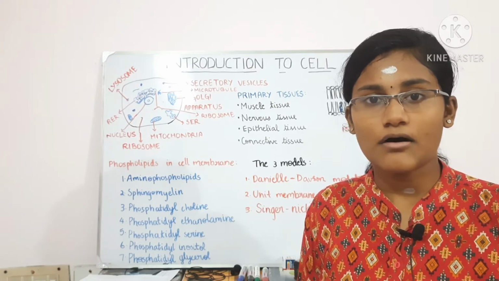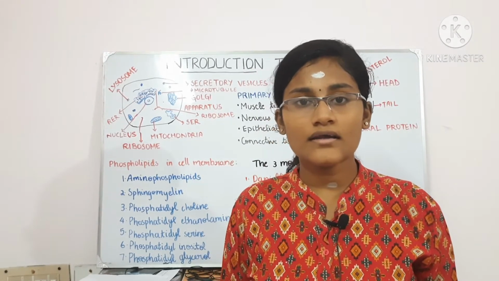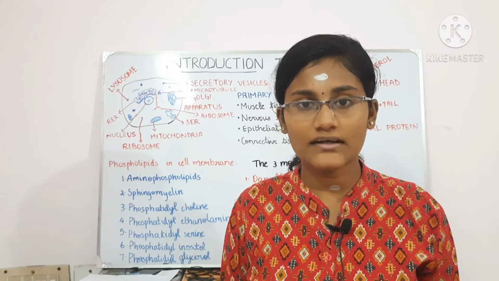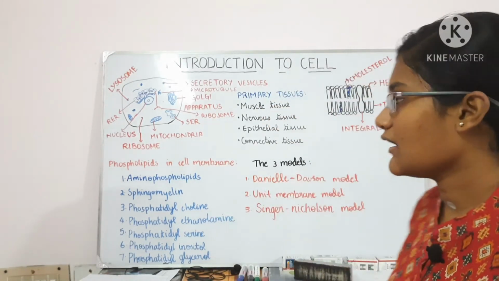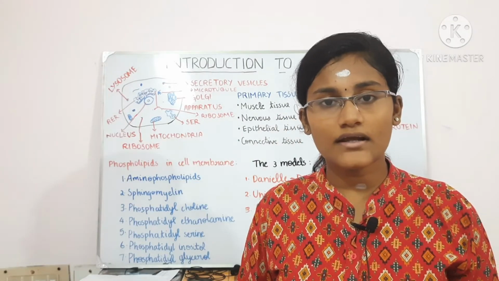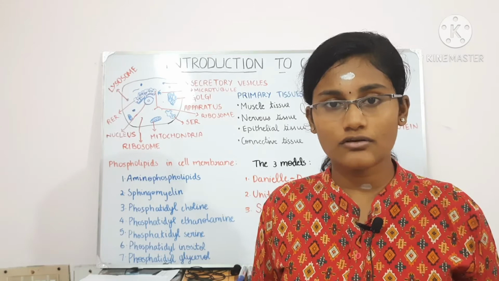Now let's talk about organs. So organs are structures which are made up of two or more types of primary tissues. Okay, so an organ is made up of two or more types of primary tissues, but sometimes an organ can be made up of all four tissues also.